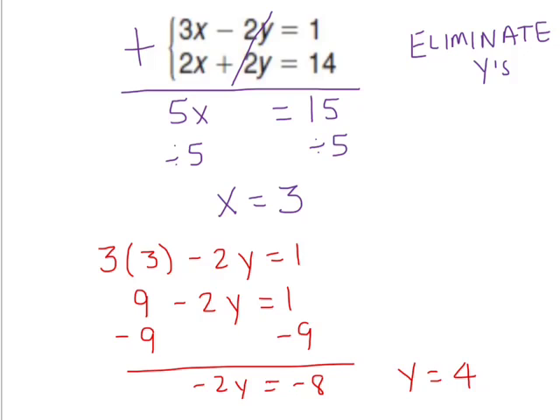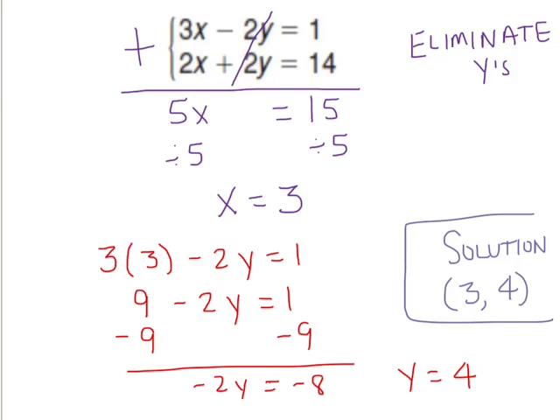Now, I must put this in an ordered pair. So my solution is 3, 4. There's my solution. Ba-bam. First one down.